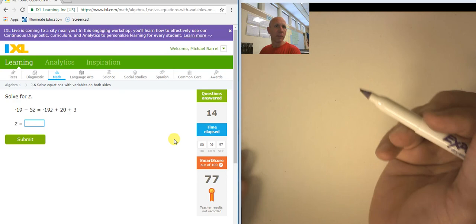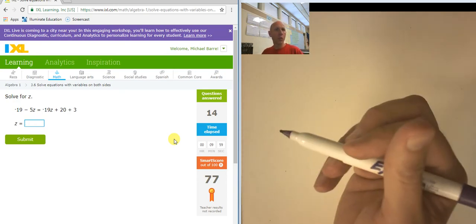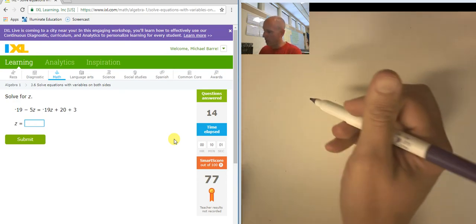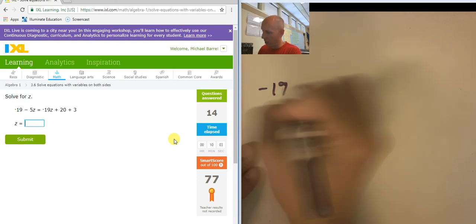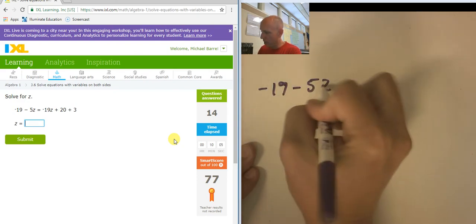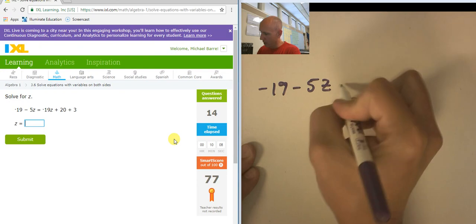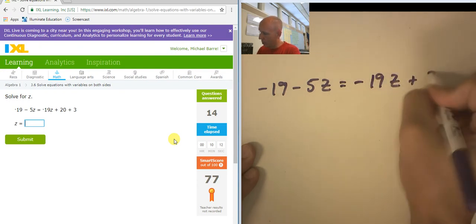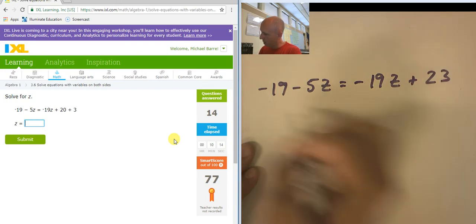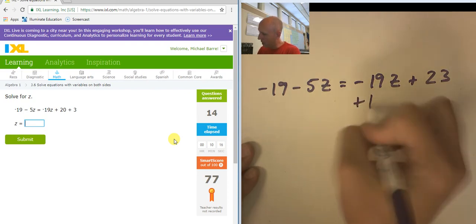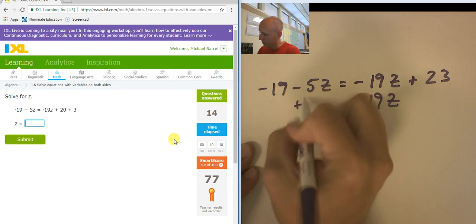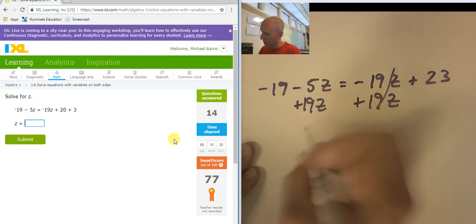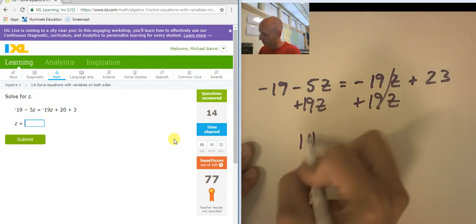All right, so we have a little simplification that we are going to start with. 20 plus 3 is 23. So I have negative 19 minus 5z equals negative 19z plus 23. Okay, let's add 19z to both sides. So that's going to give me 14z.